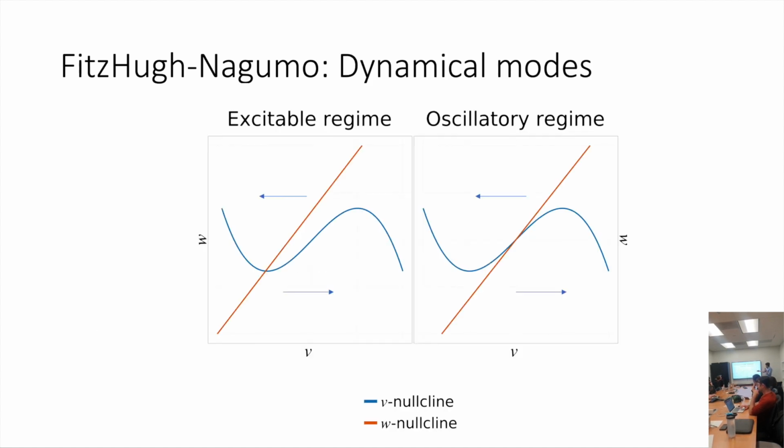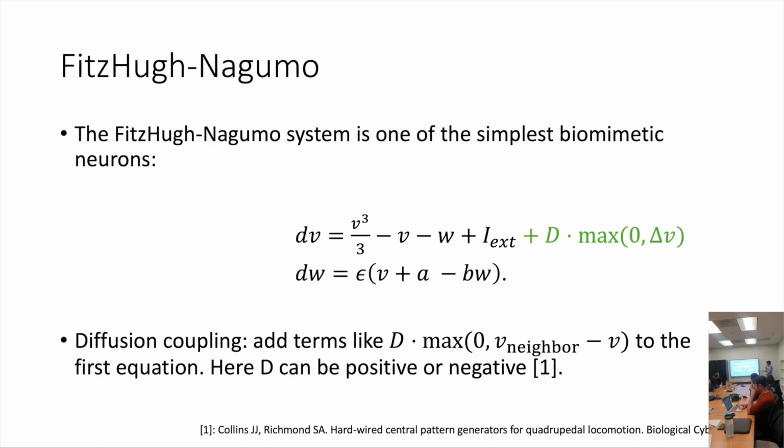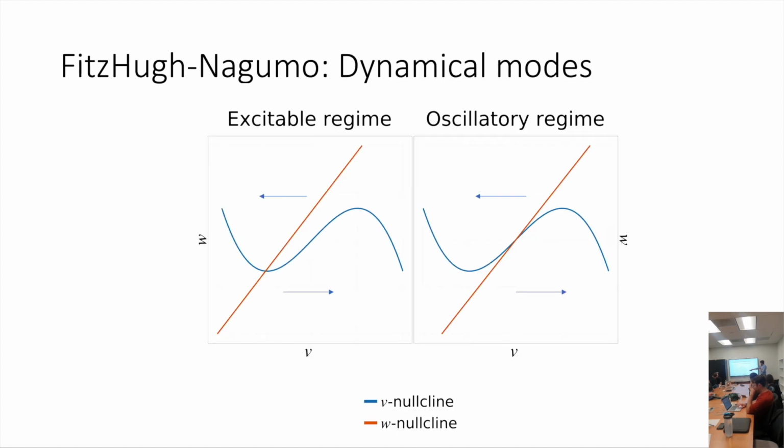So these are the sort of dynamical modes of FitzHugh-Nagumo. The blue curve is the V null line. You may not be familiar with that. It's essentially when the derivative of V is 0. So if I go back, this function here, dV/dt equals V minus V cubed over 3 minus W plus I external. So the blue is when that's 0. The red is when W is 0. And so here the derivative of V sort of takes you towards the right below the null line and to the left above the null line.